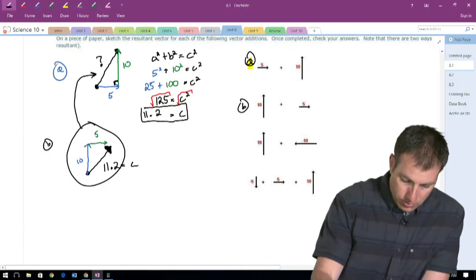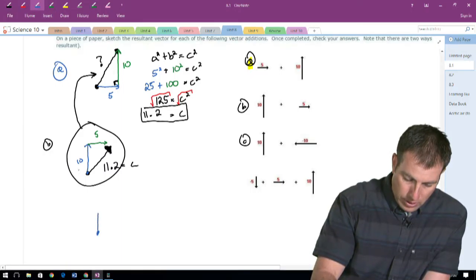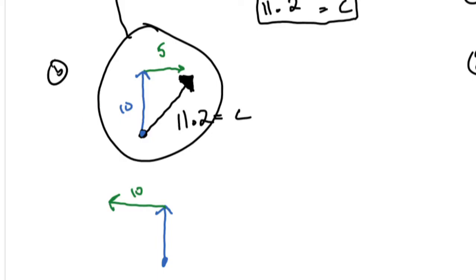The next one, we'll call it C. C is starting here, I'm going up 10, and then I'm going left another 10. And my resultant is going to be from where I started to where I end. In this case, I'm going to use the Pythagorean theorem again. a squared plus b squared is c squared. And 10 squared plus 10 squared is going to be 200. I guess I can write that in.